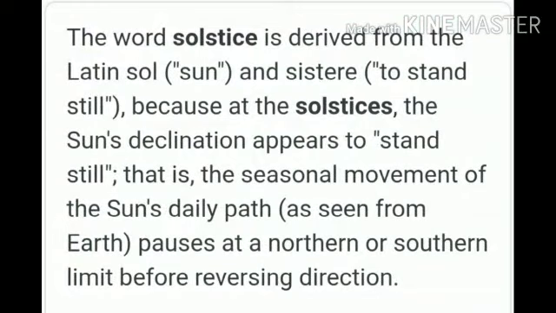What is solstice? The word solstice is derived from the Latin sol, that means sun, and sistere, to stand still, because at the solstices the sun's declination appears to stand still. That is, the seasonal movement of the sun's daily path as seen from earth pauses at a northern or southern limit before reversing direction. So this is the definition of solstice.